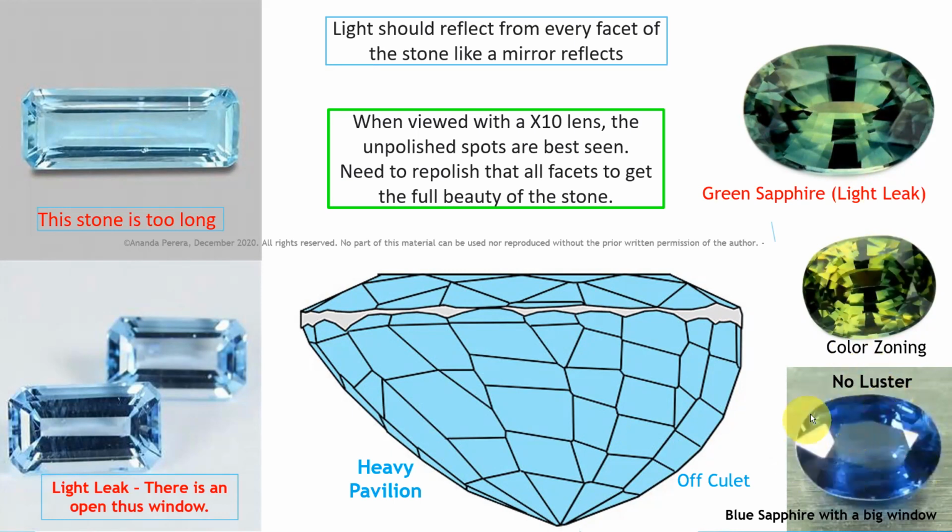Color zoning here also. No luster in this because of this big window. No luster there. So we have to recut. Without recutting, we can't get the price.